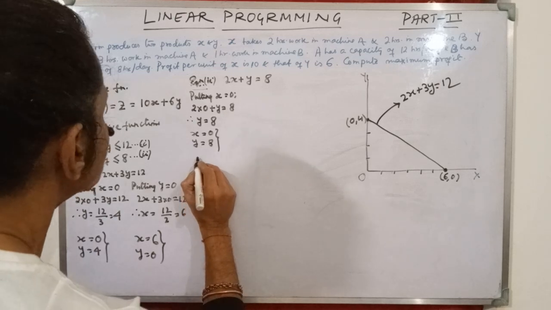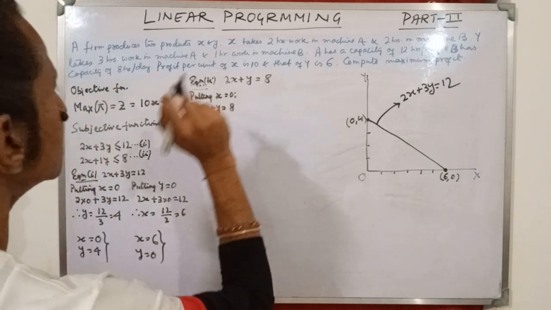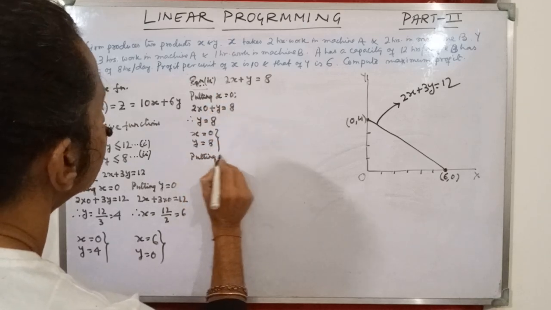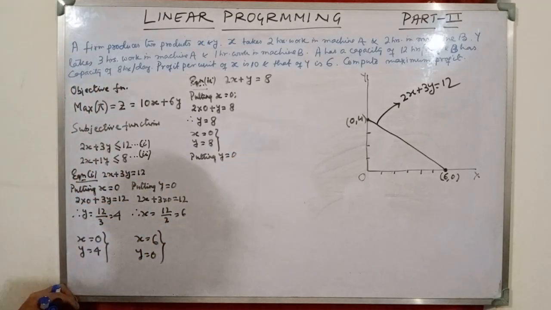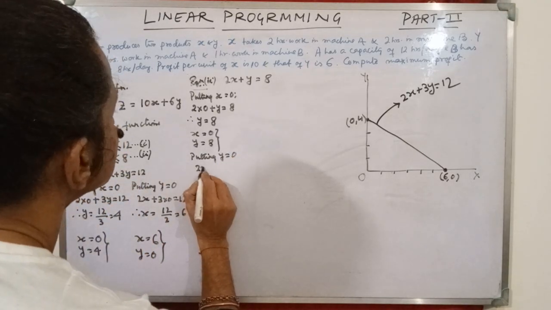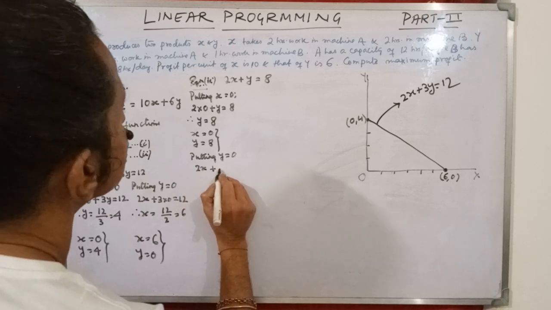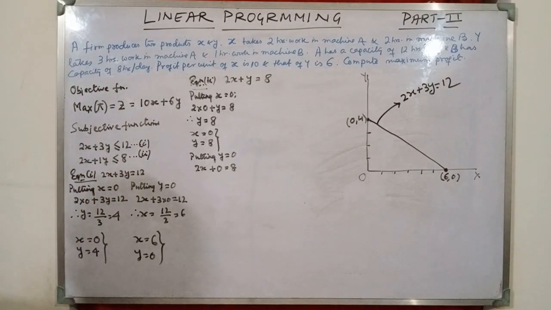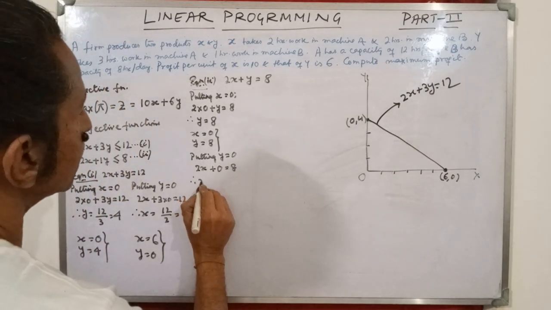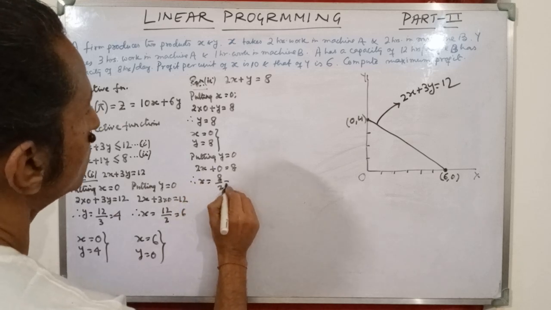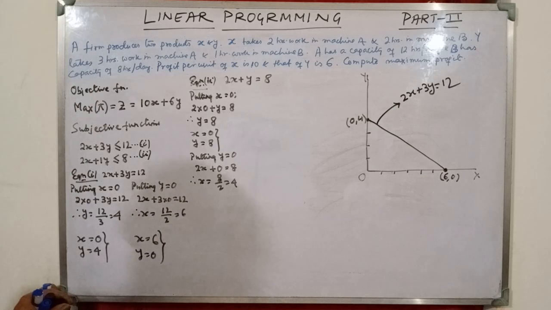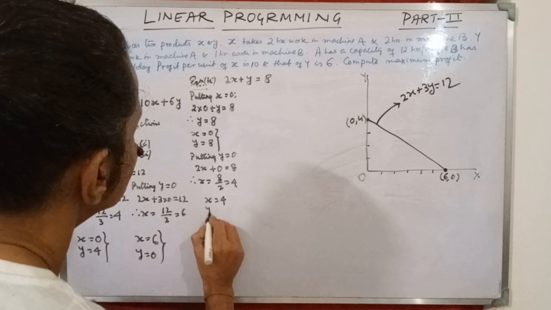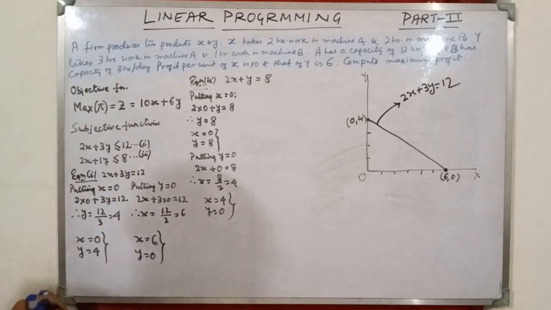Now we shall put y equals to 0 in this equation, that is equation 2. Putting y equals to 0, what we get? 2x plus 0 is equal to 8. Therefore, x equals to 8 by 2 equals to 4. So another set of values is x equals to 4 and y equals to 0.